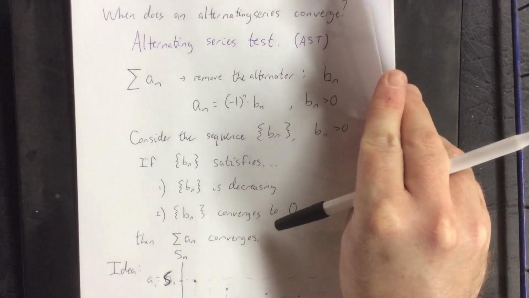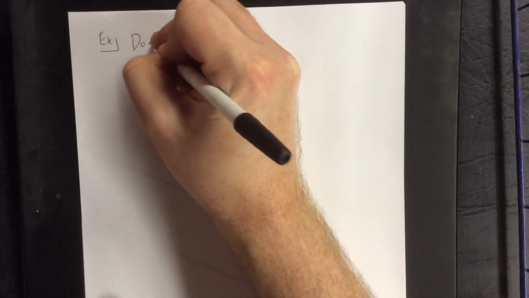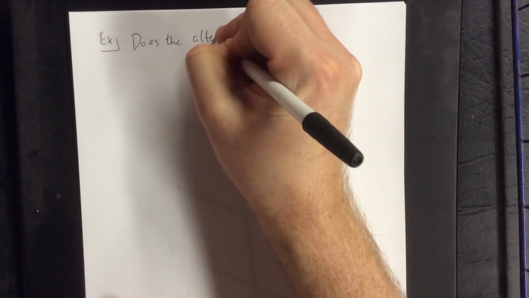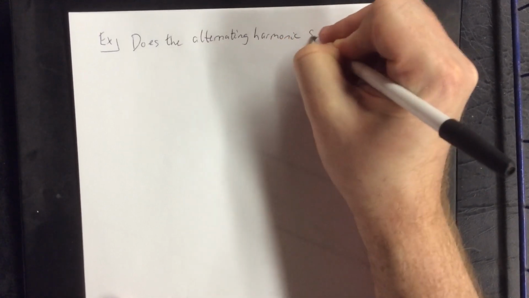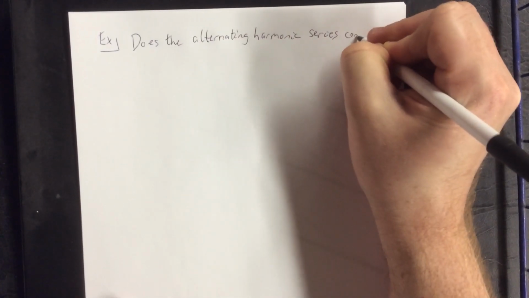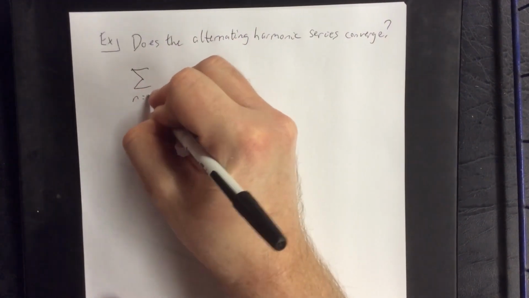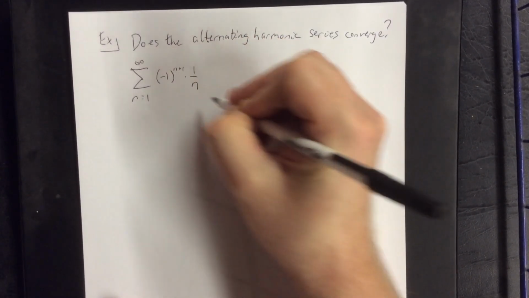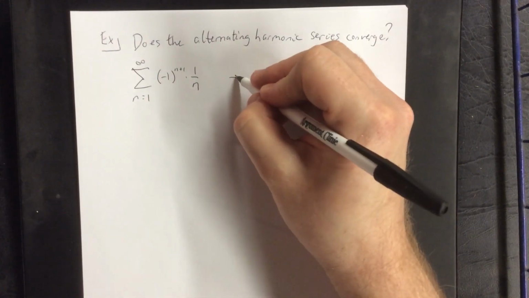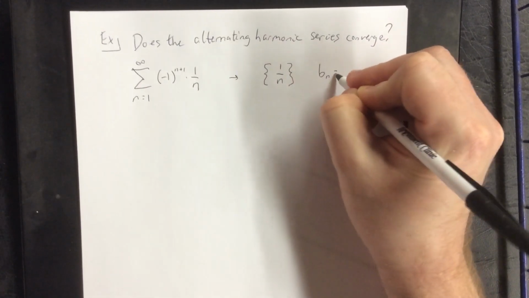In fact, since we just talked about the alternating harmonic series, let's see if it converges. So does the alternating harmonic series converge? We said just a moment ago that the alternating harmonic series can be set up as -1 raised to the n plus 1 power times 1 over n. Consider then the sequence of the non-alternator. So what we're saying is that b sub n is simply equal to 1 over n.